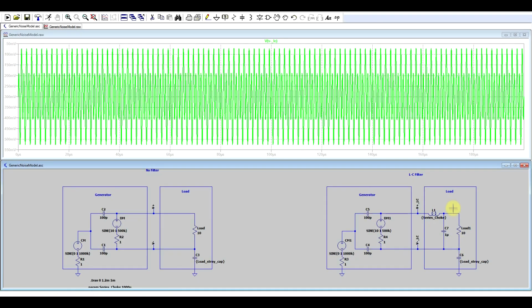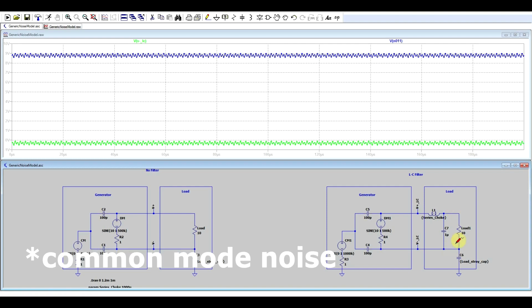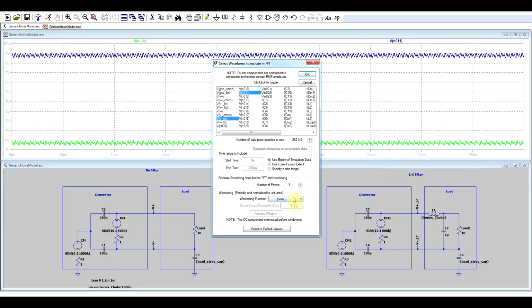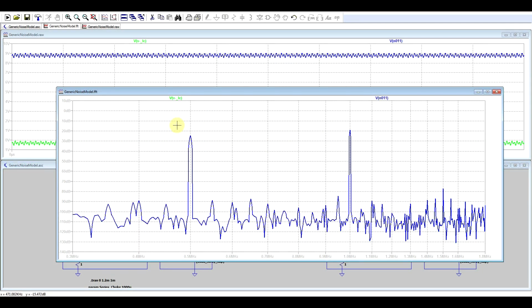So if we now look at the differential noise, so the noise on the two terminals of our load, but in reference to ground, and we analyze it from an FFT point of view, we see that nothing really changed. So we see a ton of noise, both the common mode noise and the differential noise are clearly visible. So this filter did not help with the common mode noise.